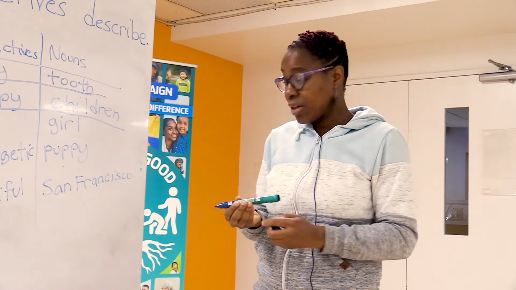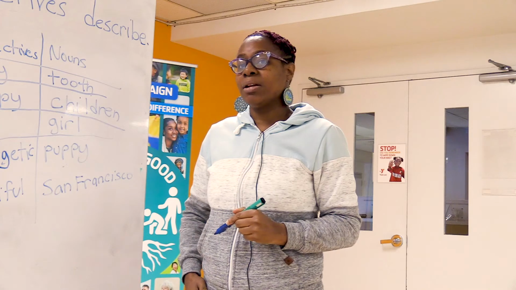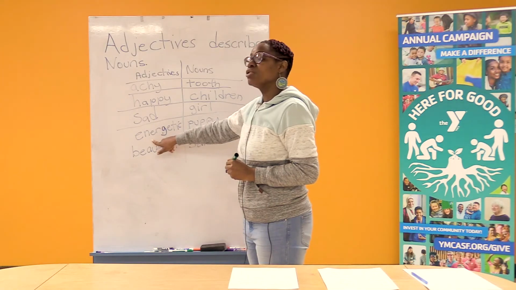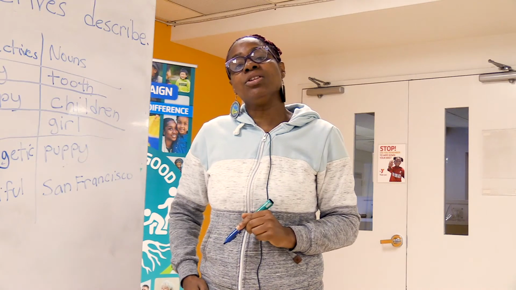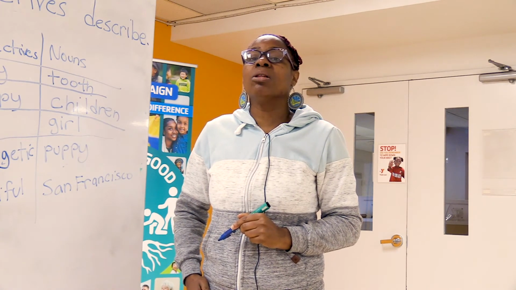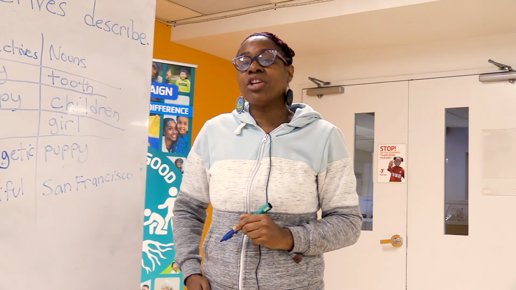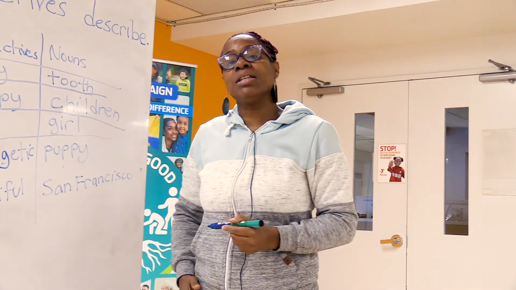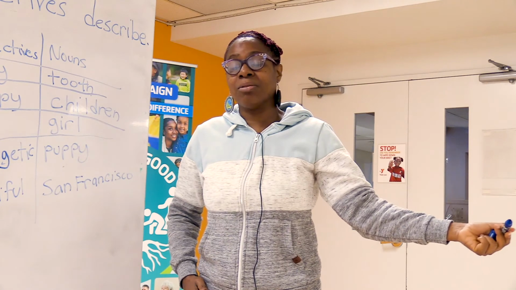Let's go ahead and do another one. In our next adjectives, I have the words energetic and puppy. Energetic is our adjective, puppy is our noun. Let's use that in a sentence. The energetic puppy jumped all over the little girl because he was happy to see her. Energetic is the adjective. Puppy is obviously the noun. Energetic is a word that is describing puppy.